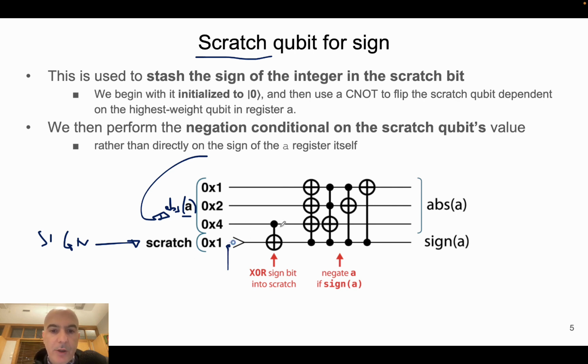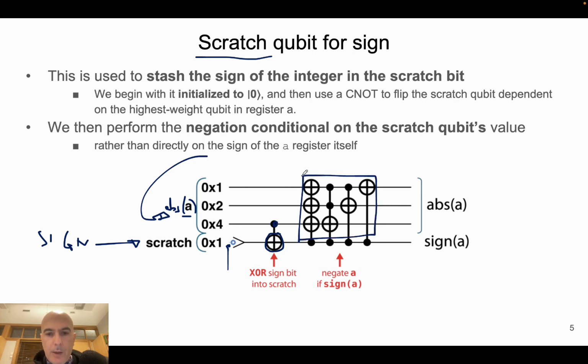So we do a write operation, and then we do a controlled-NOT operation on the highest weight qubit in the register A. In this case, remember, here is the qubit for the sign. So if it's 1, this must be negative, and it's going to apply a NOT operation if there is a negative sign here. So we're going to have a 1. And then we want to extract the absolute values of A, and we do a conditional negation.